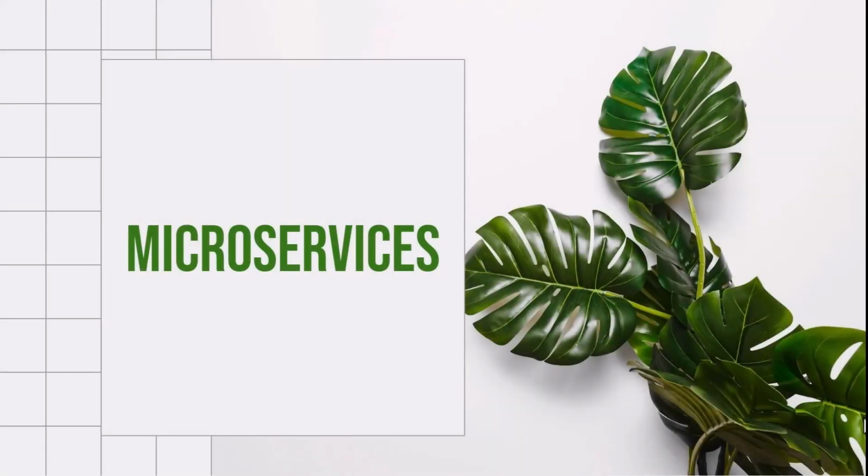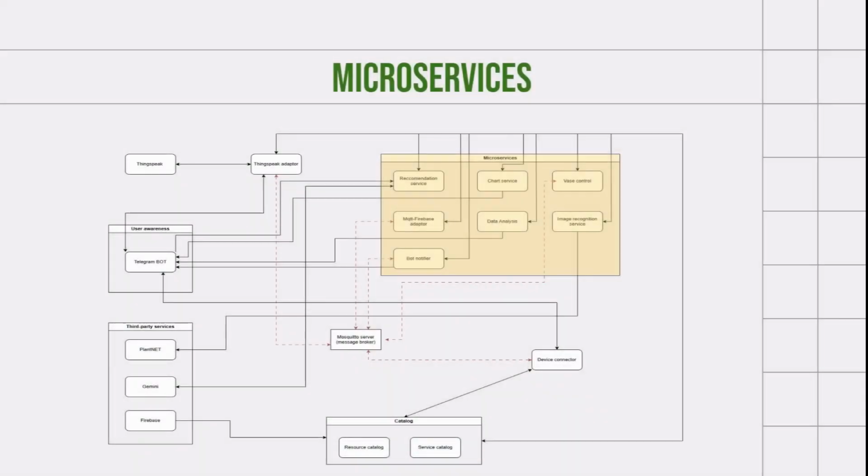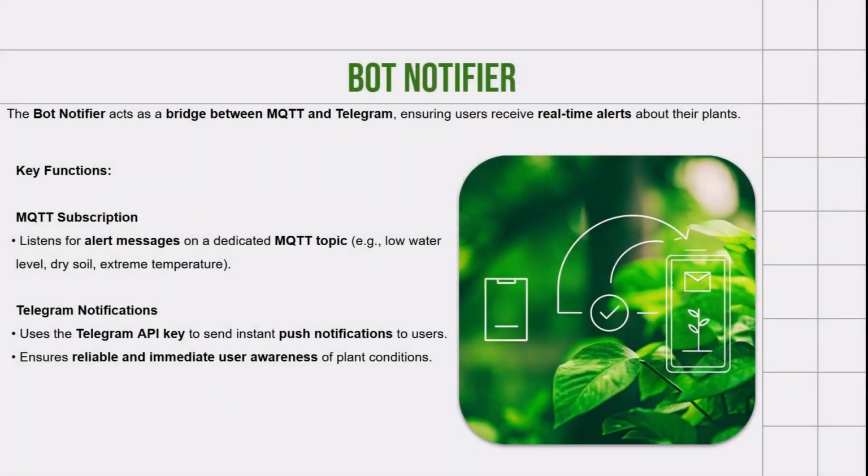In this section, we are going to talk about microservices. As you can see, the microservices are divided into different parts, such as recommendation service, chart service, waste control, and etc. Bot notifier. The bot notifier acts as a bridge between MQTT and Telegram, ensuring users receive real-time alerts about their plants. Its key functions are MQTT subscription and Telegram notifications.